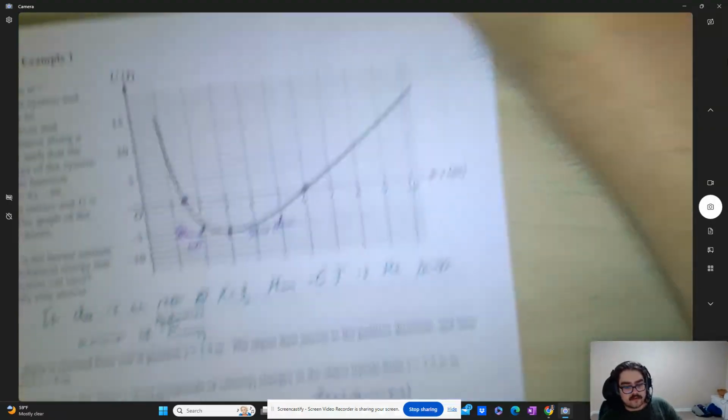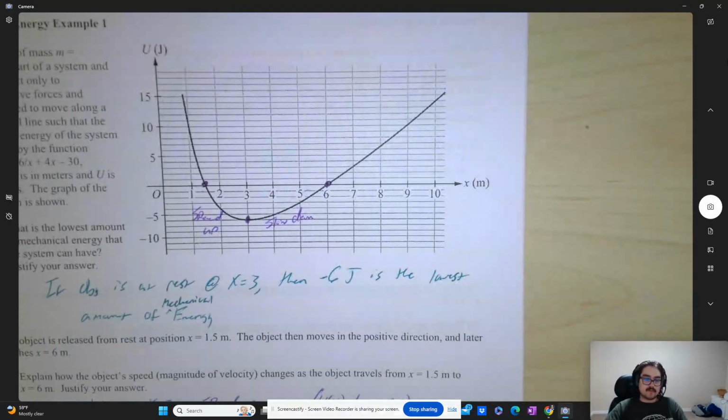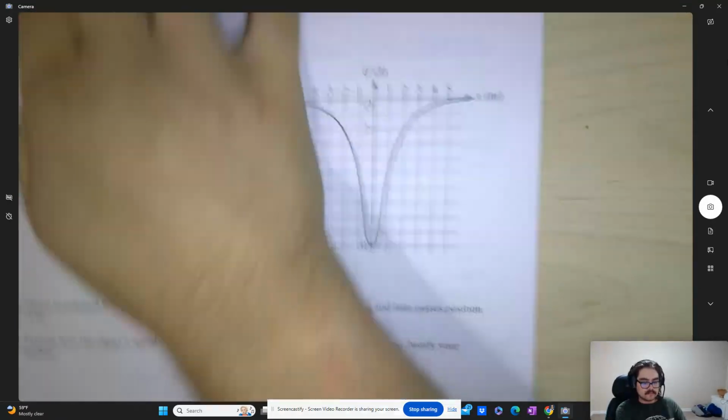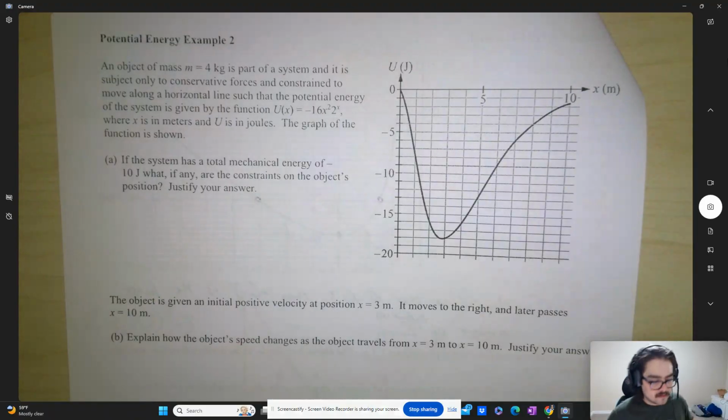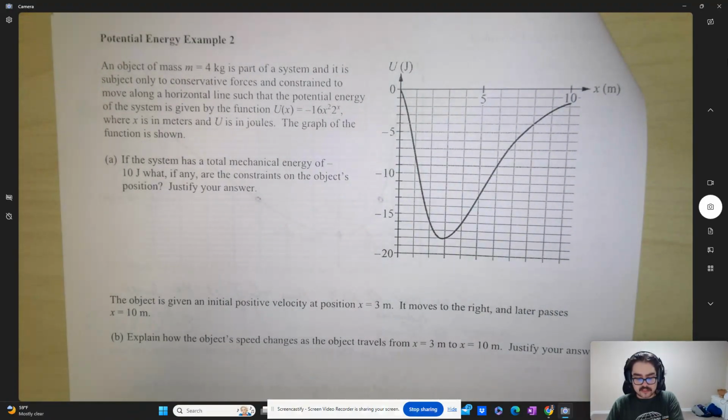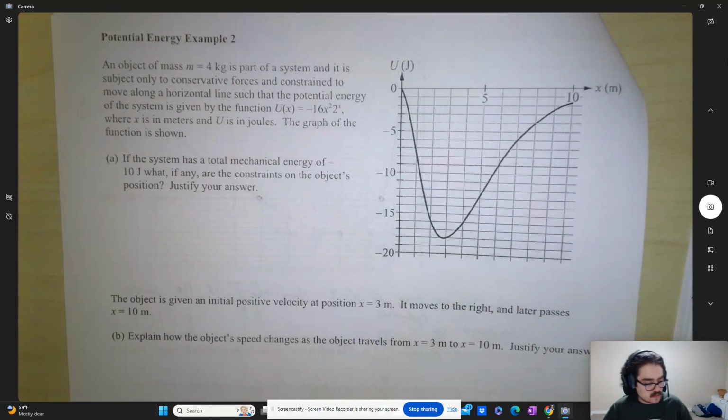Oh boy, we're having so much fun with potential energy functions. There are two more examples, and one of them is very similar to one that's on your homework. This is very much the same thing. I think it's actually asking you the exact same questions too. If the total mechanical energy is 10 joules, what are the constraints on the object's position?